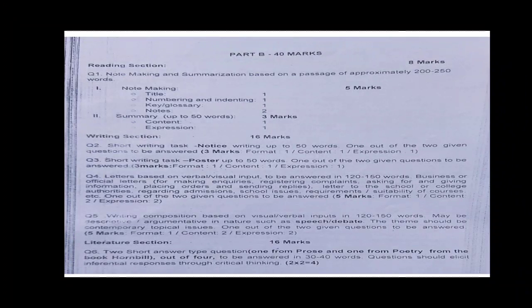Now in this passage, you have to complete 2 questions. You have to answer 2 questions. The first one is note making, and second one is summary up to 50 words. Now see, note making and summary writing, these two are divided into 5 and 3 marks. In all this passage will be having 8 marks, and note making is having 5 marks. Within that note making is having 5 marks, and summarizing the given content will be having 3 marks.